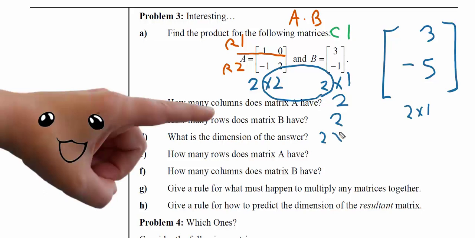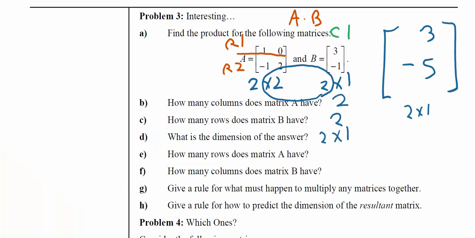The dimension of the answer is a 2 by 1. We recognize that only after the fact that we recognize that we can multiply. So if we can't multiply, we don't know the dimension of the answer because there is no answer. However, in this case, we were allowed to multiply, and so the answer was going to be a 2 by 1 matrix. We know that matrix A, of course, had 2 rows. Matrix B had 1 column.